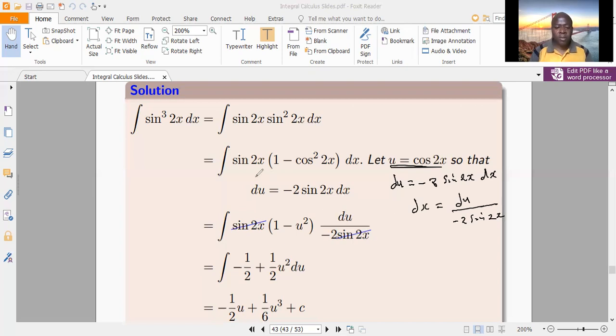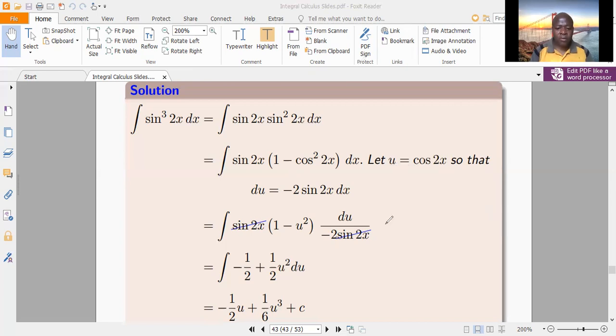Now let's substitute. Where there's cos 2x, we write u. So sine 2x is still there, and cos squared 2x becomes 1 minus u squared. Instead of dx, we're writing this. You can see it here. This sine 2x cancels that. So I have a constant inside here, negative 2, so 1 over negative 2.